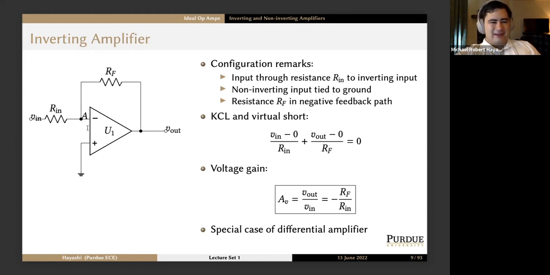So if we analyze by KCL, we'll say that (Vn minus Va) over Rn plus (Vout minus Va) over Rf must equal 0, because the currents going into node A must sum to 0. However, we can immediately make a substitution that Va is equal to 0, ground, because of the virtual short condition. So we end up with this equation on the screen here. And then this should be straightforward algebra to say Vout is equal to negative Rf over Rn times Vn. Or if we write it as a gain, Av is equal to negative Rf over Rn.